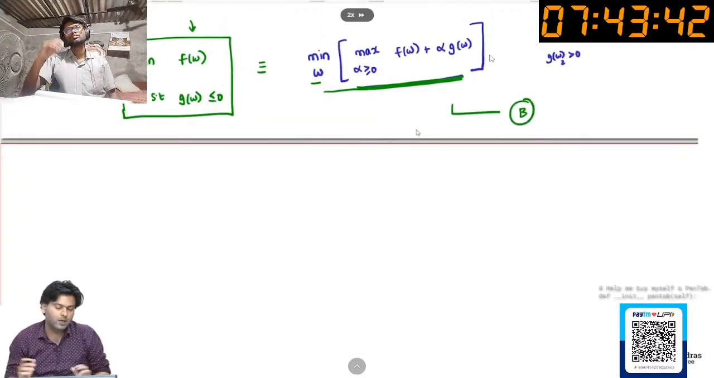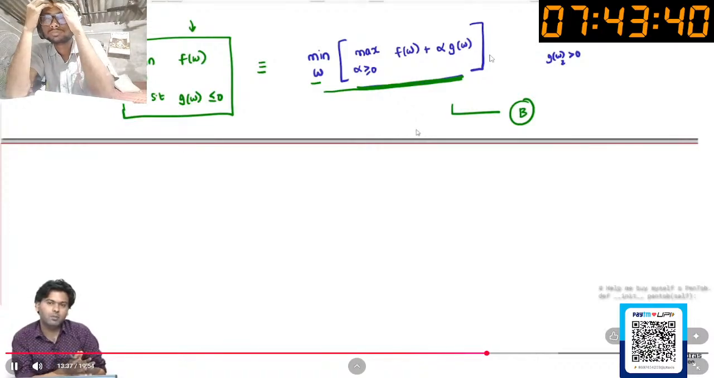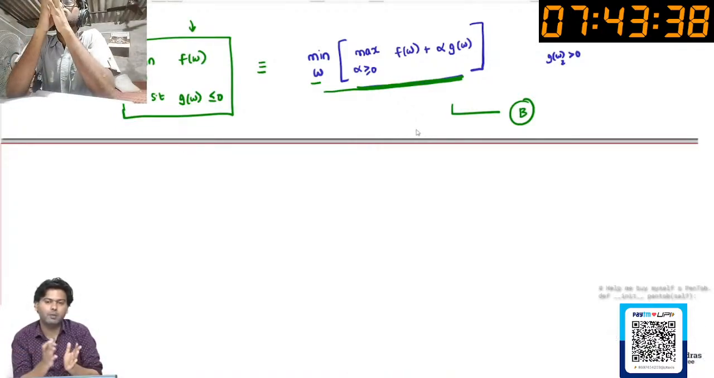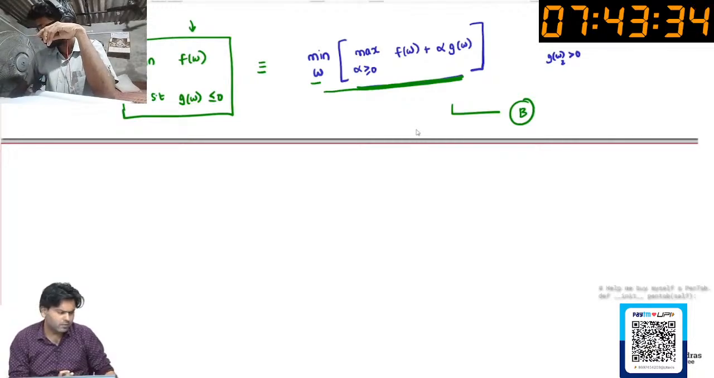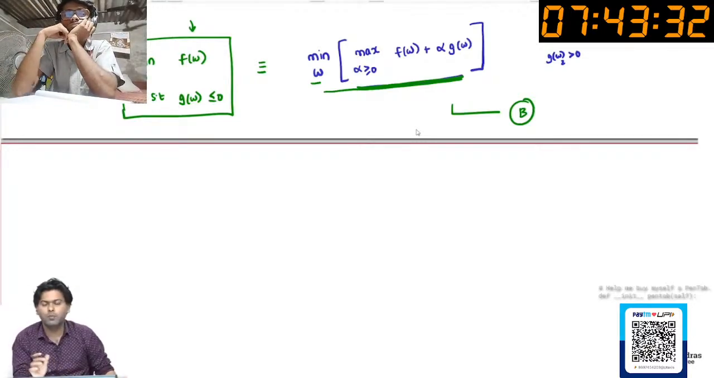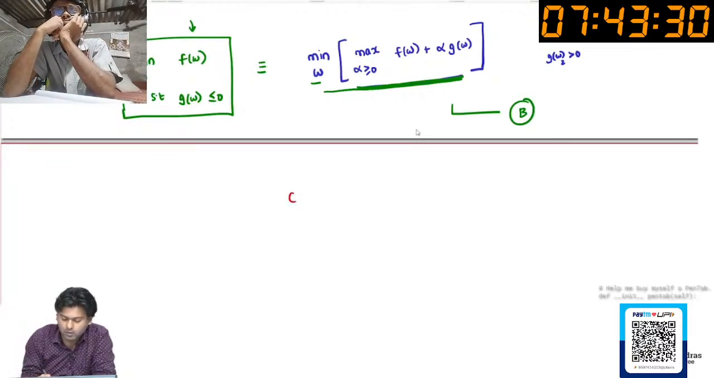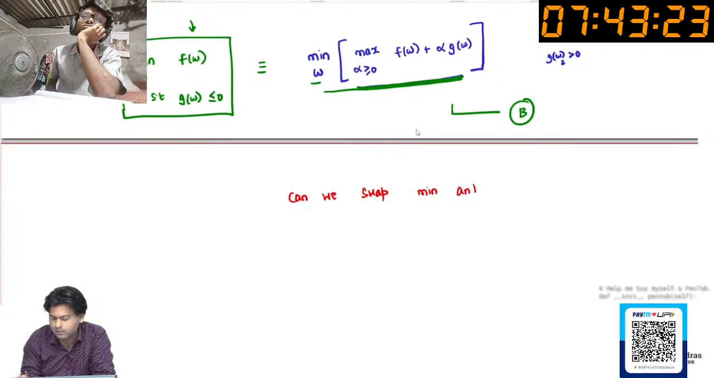Now this is a nice equivalence. Basically, you have written a constrained minimization problem as a min-max problem. Now the question arises: when you have a min-max problem, one can ask, can we swap min and max in B?